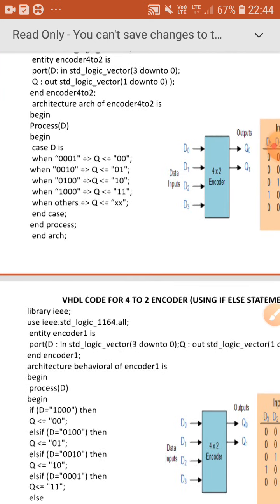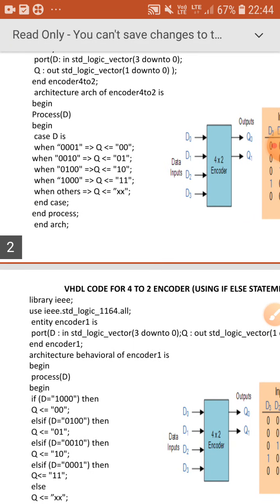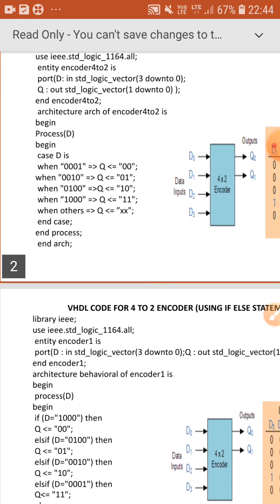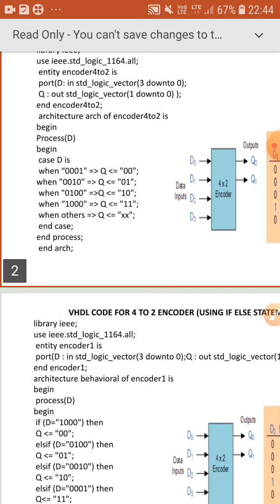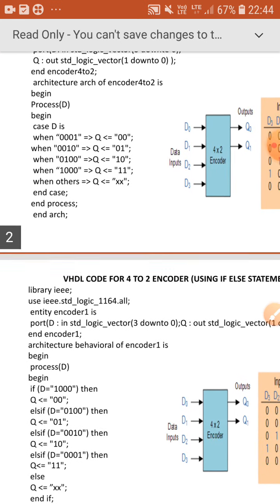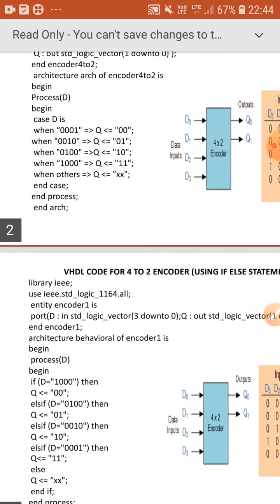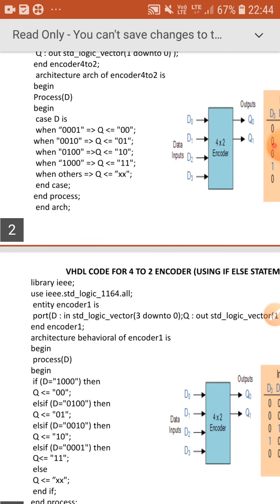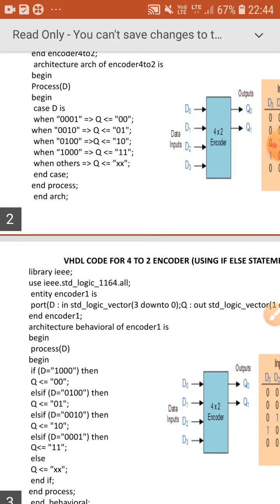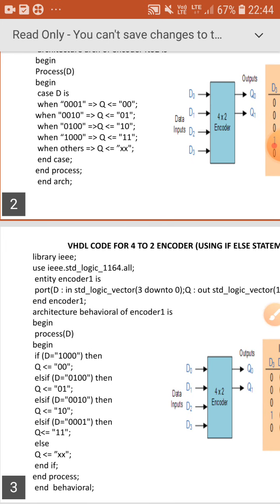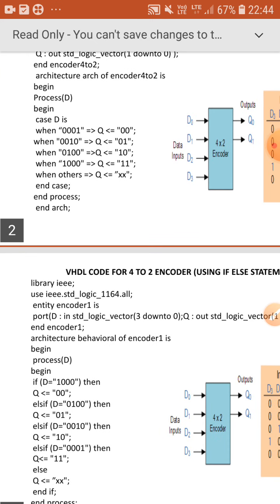Next, the architecture part. In the architecture part, the first line is architecture name of entity name is. In this program, encoder 4 to 2 is the entity name, and arc is the architecture name. So architecture arc of encoder 4 to 2 is. Next you have to use begin. In this program I am using a case statement and a process statement to define the logic of the 4 to 2 encoder. Case D is the input, and D is a 4 bit value.